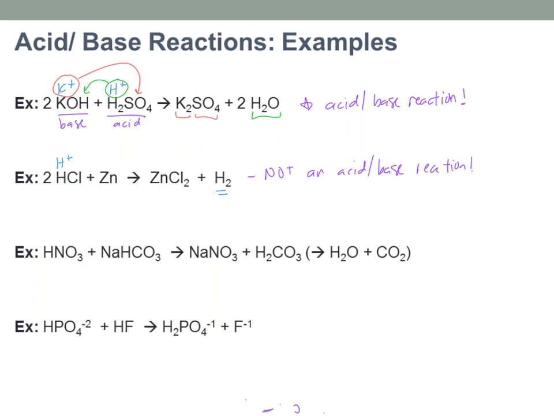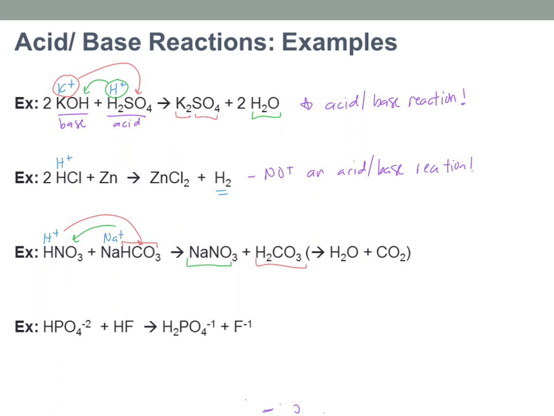Again, if I want to check if this is acid-base, I need to ask myself, did this H plus switch places with this Na plus? Right, that's what I need to know. Did my H plus end up with the bicarbonate, and did my Na end up with the nitrate? And sure enough, my Na ended up with the nitrate, and my H plus did end up with the bicarbonate. So I have two hydrogens. Instead of bicarbonate, I have hydrogen carbonate.